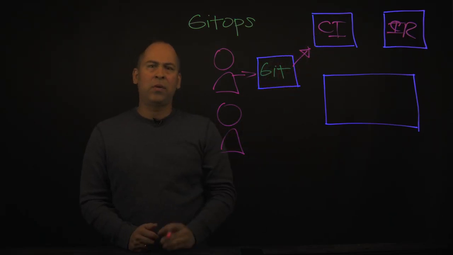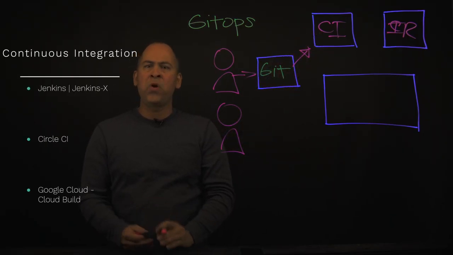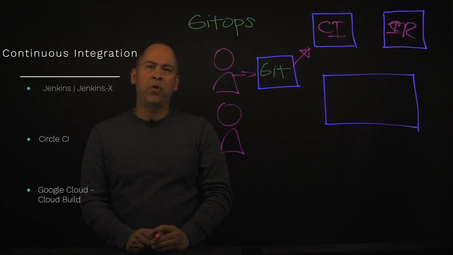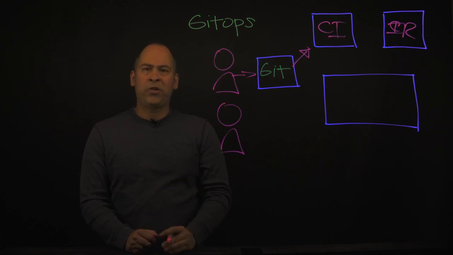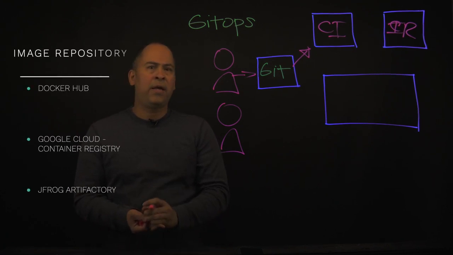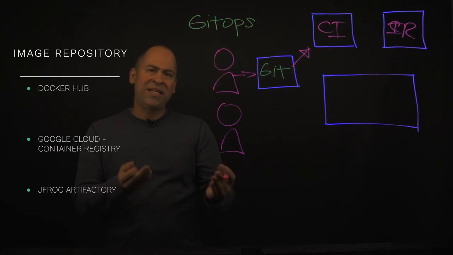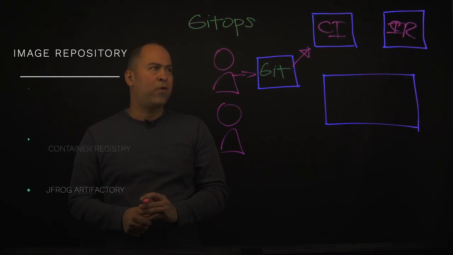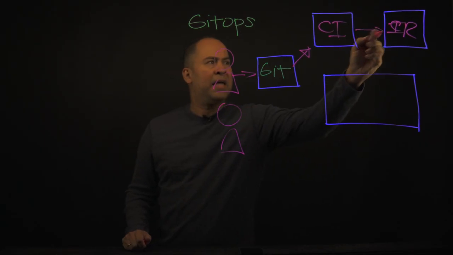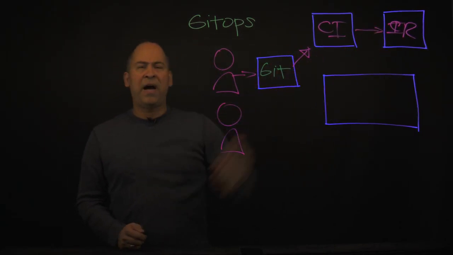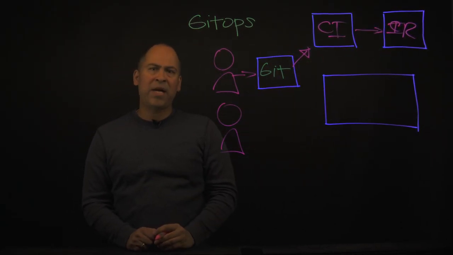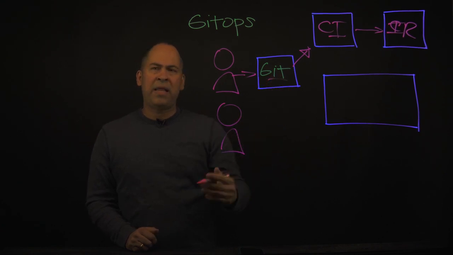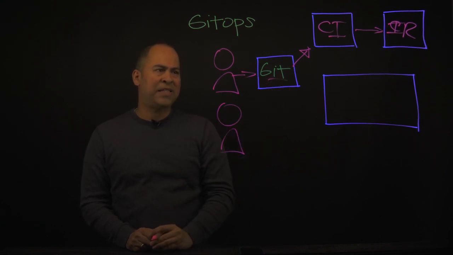Now the CI tool could be Circle CI, Jenkins, or even something running on Google Cloud. The image repository could be Docker Hub, it could be JFrog, or even Container Registry on Google Cloud Platform as well. So as software is moved from CI into the image repository, an image ID will be updated in Git. And this will kick off a few steps in the process. And we'll come back to that in a second.